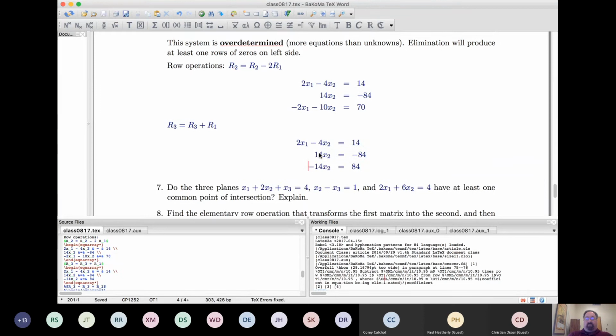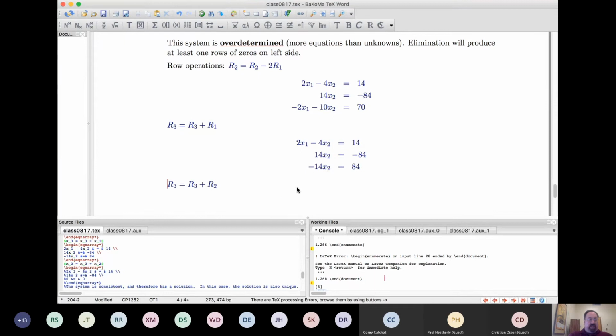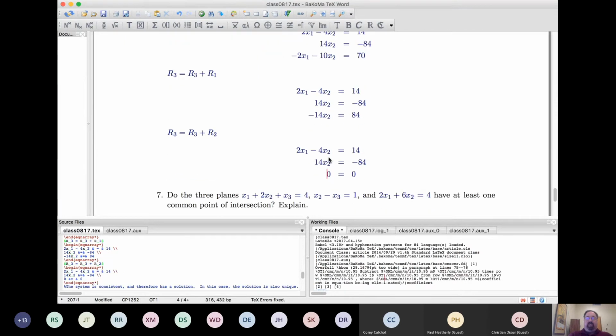So notice that the second and third equations are very closely related. One is just a negative of the other. So what I can do is cancel. I'll just perform one more row operation, add the second row to the third row, and that's just going to cancel out everything. So sure enough, we have 0 equals 0 as our last equation.